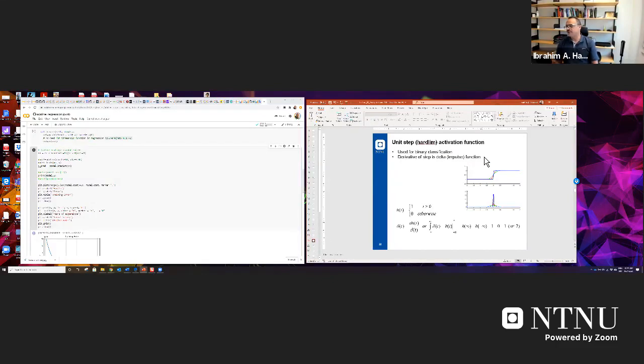We have this unit step activation function. I also want you to implement it and implement its derivative. So this is the linear activation function. It's the binary activation function or unit step activation function. Sometimes they call it hard limit or symmetric hard limit activation function.